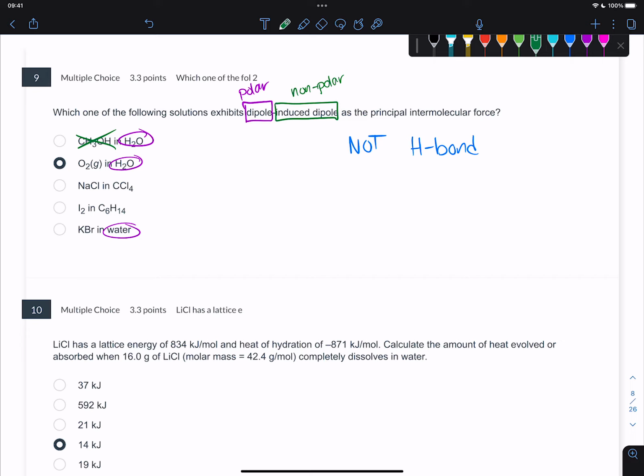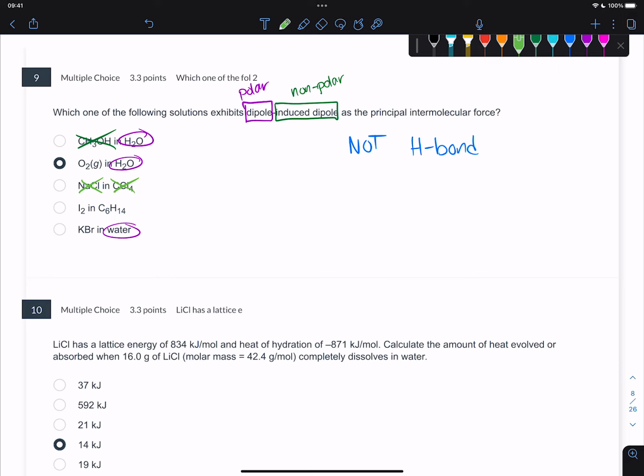We have NaCl, that's going to dissolve, or at least it would try to, but it's not going to really dissolve in CCl4. So the reason that this one's not right is because, first of all, CCl4 is not polar, and the NaCl is an ion. It would become an ion.